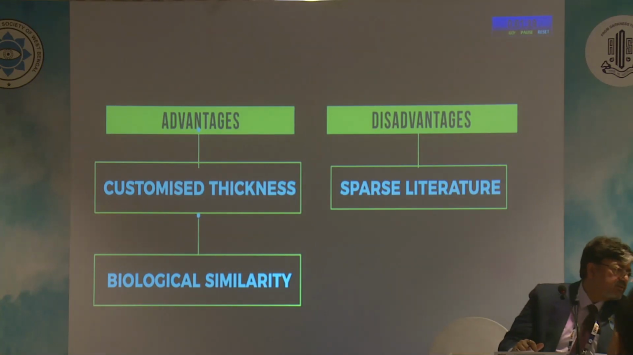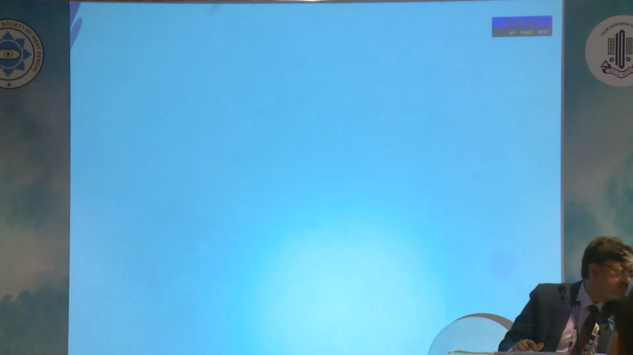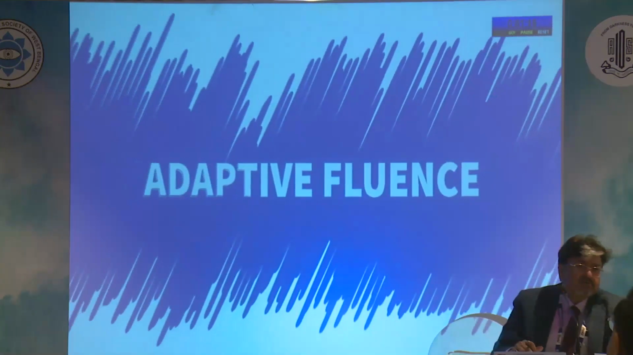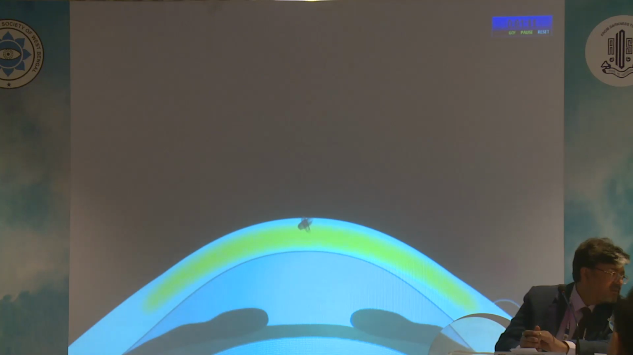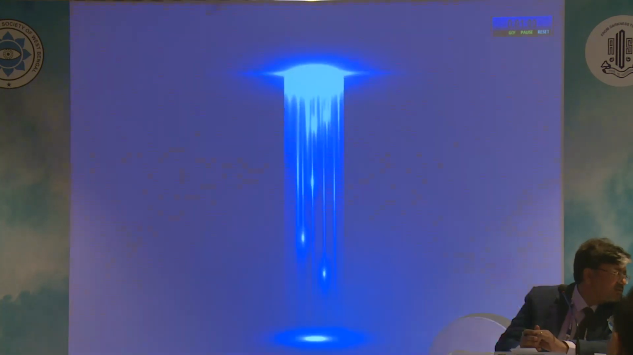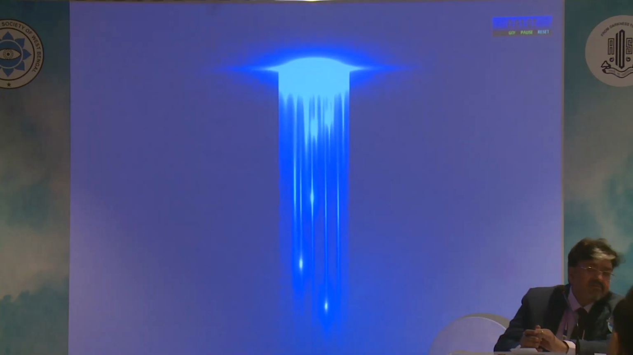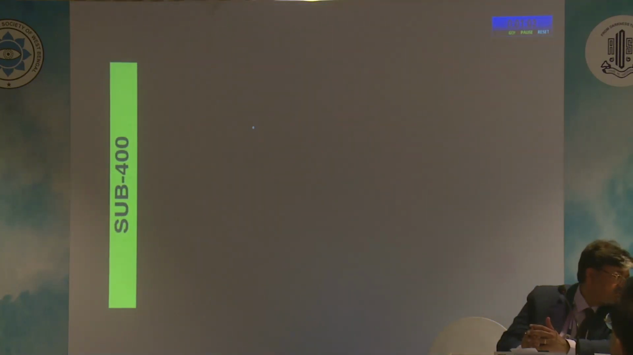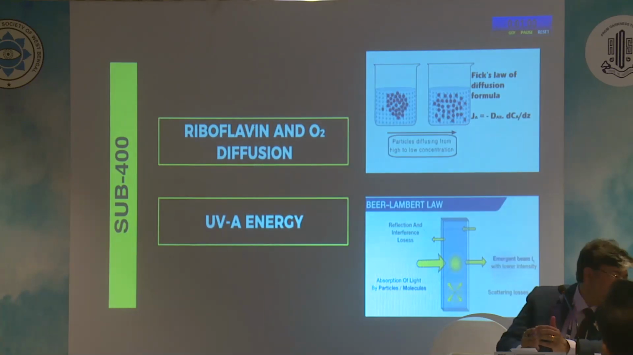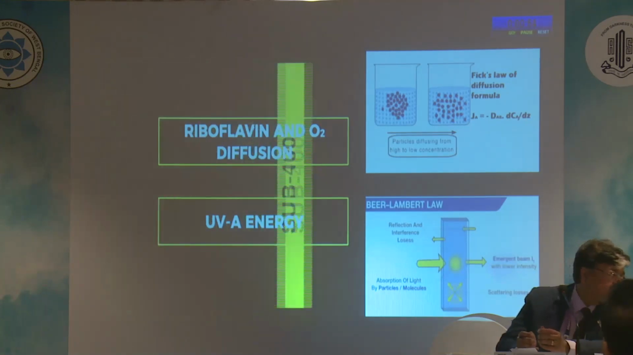In 2021, Hafezi and Kling came up with an ingenious solution to resolve this enigma. Instead of attempting to augment the thickness of a thin corneal stroma, why don't we modify the amount of UV light utilized in the procedure? This sub-400 nomogram was devised by estimating the diffusion of riboflavin and oxygen by the Fick diffusion law and ultraviolet energy by the Lambert-Beer equation.